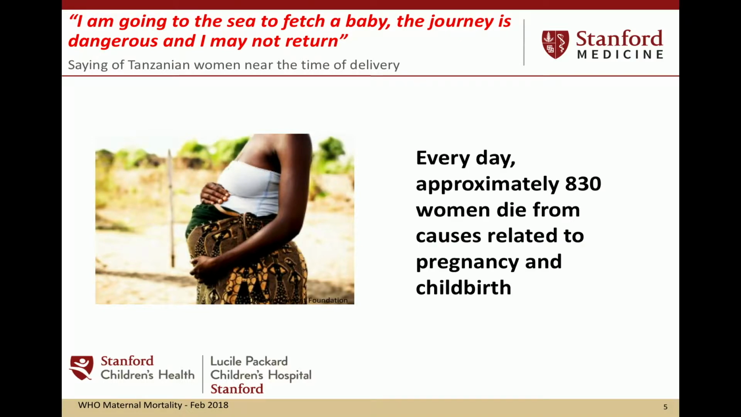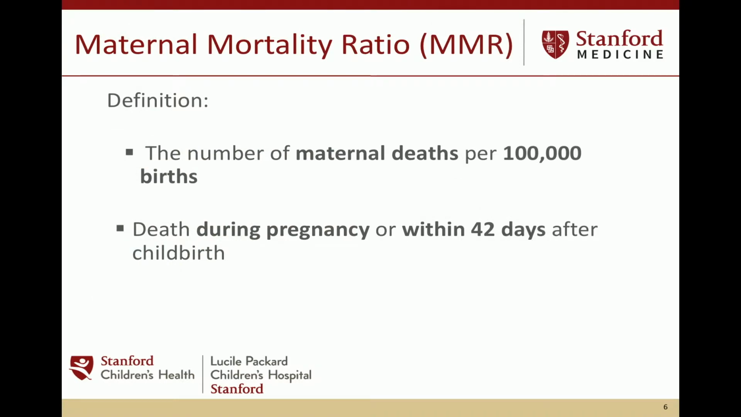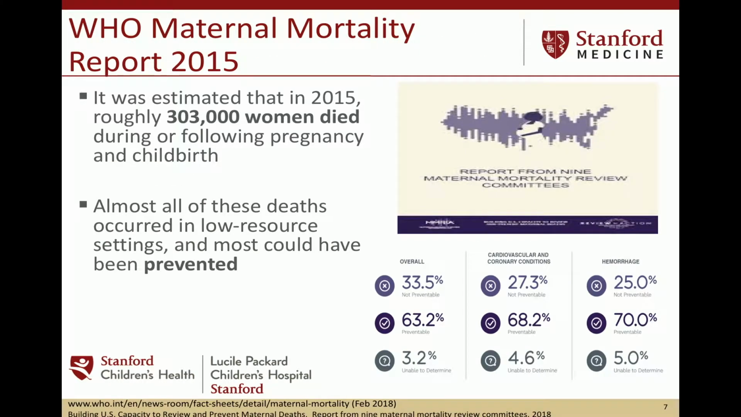Just to put it in numbers, every day one in about 130 women die just because they want to have a baby, or just happen to be pregnant, really from complications of pregnancy or childbirth. We went over the definitions, so I'm not going to spend a lot of time on that. I just want to touch on what we know since 2015 from the WHO report, where we can see that over 300,000 women die a year from pregnancy complications or childbirth.